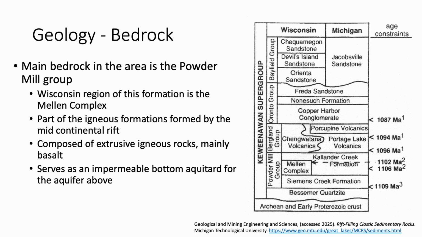Starting off with the bedrock here, honestly, there isn't a whole lot to talk about, considering this bedrock isn't a major component of the aquifer, as none of the wells in the area even hit bedrock. They're all in the sediment above it. But anyways, the bedrock in the area is going to be composed of the Powder Mill Group, more specifically the Mellen complex, which is a group of extrusive igneous rocks, mainly composed of basalt with a little bit of rhyolite. Pretty much all this is doing is serving as the impermeable bottom layer for the aquitard that lies above it.